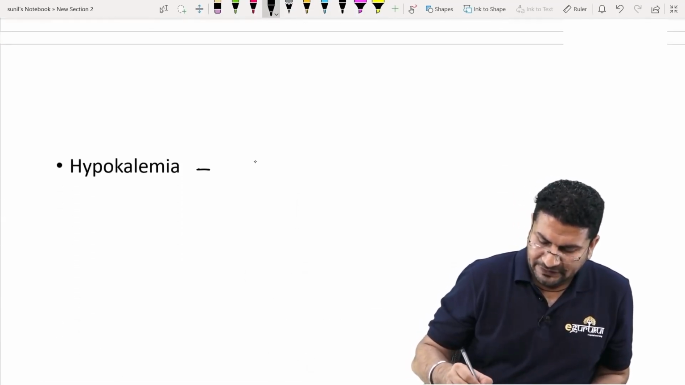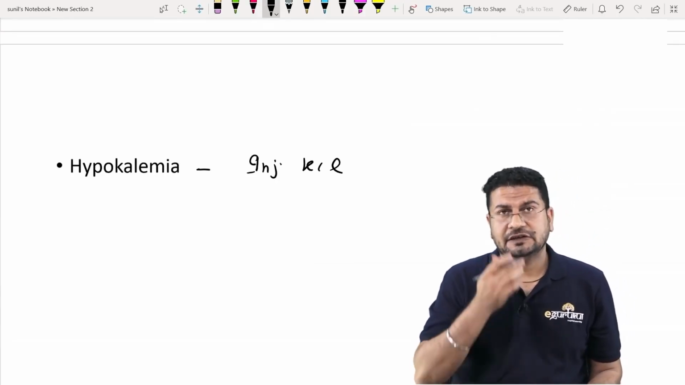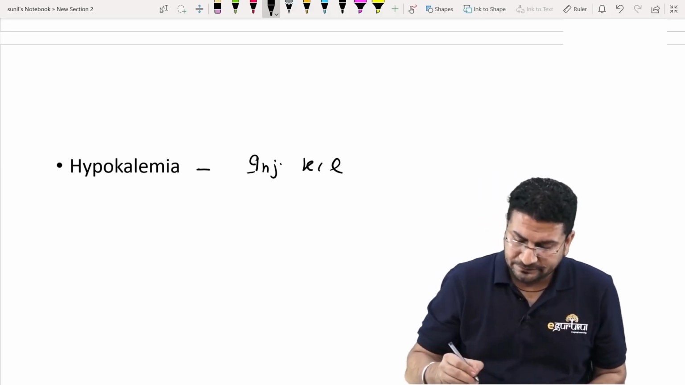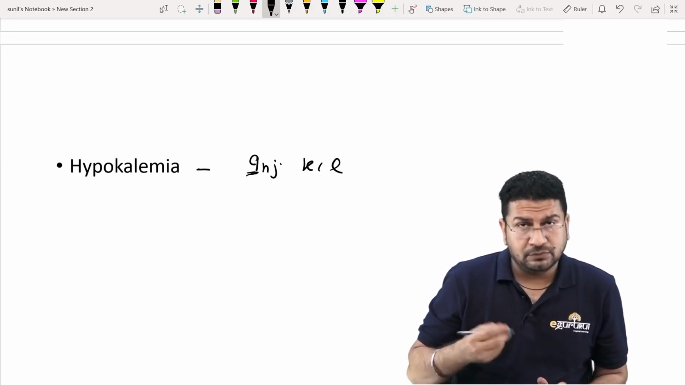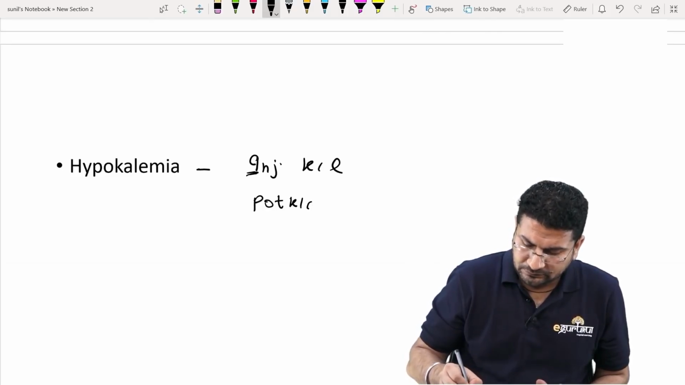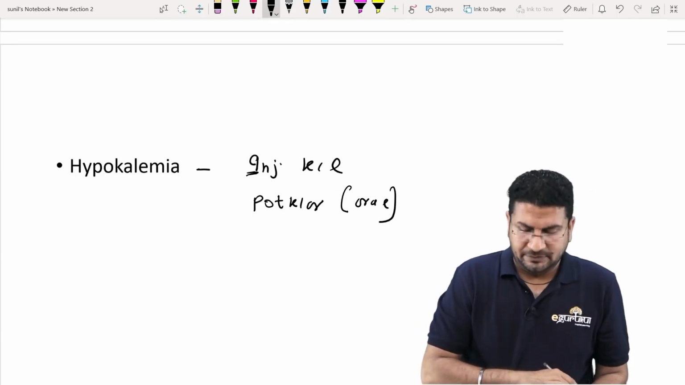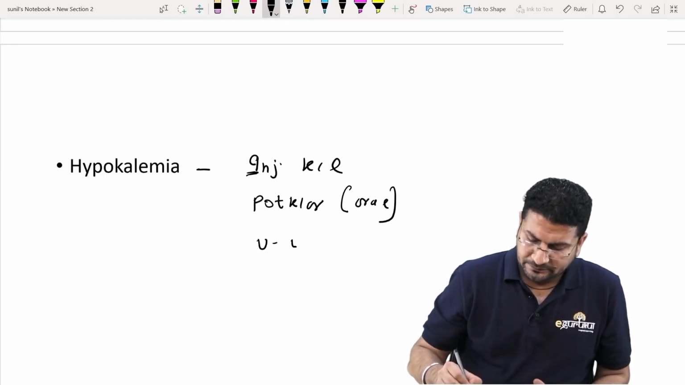Hypokalemia, how we manage? We manage by giving injection of KCl. Injection of KCl we give when the patient is having ECG changes and values are less than 2.5, or both, or we can give oral syrup Potchlor. Potchlor is available in oral form. In hypokalemia, in the ECG you will see U waves.